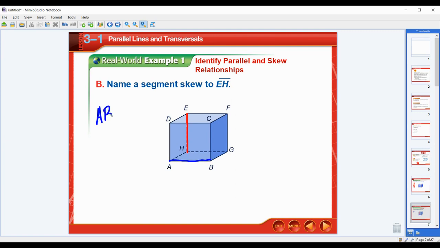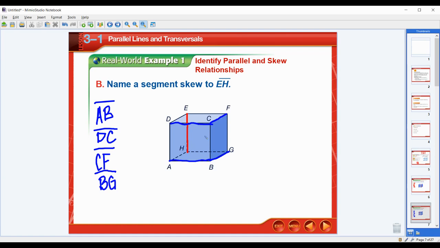So we could say AB. We could also say DC. DC would be non-coplanar as well as skew. Also over here, CF would work. CF as well as BG. And it really looks like that's going to be it for us.